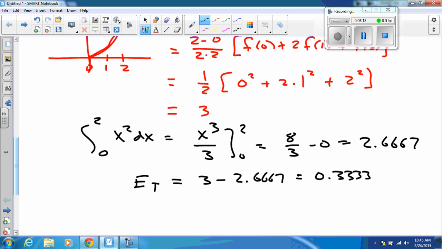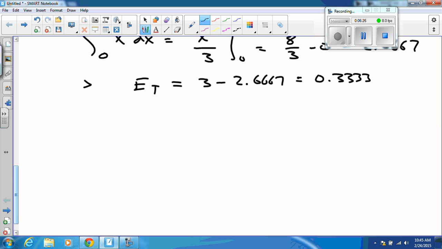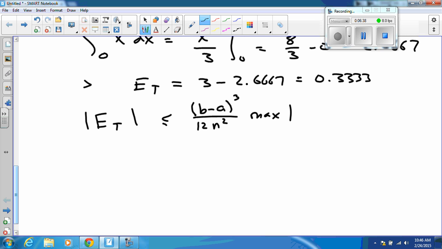But let's suppose that we didn't know the fundamental theorem and we wanted to put a bound on the error. Suppose this computation is not possible because we don't know how to integrate. Well, in that case, we would say that the error bound is going to be less than or equal to, and here I'm going to use the alternate form that we talked about, (b minus a) cubed over 12n squared times the maximum possible value of f double prime.